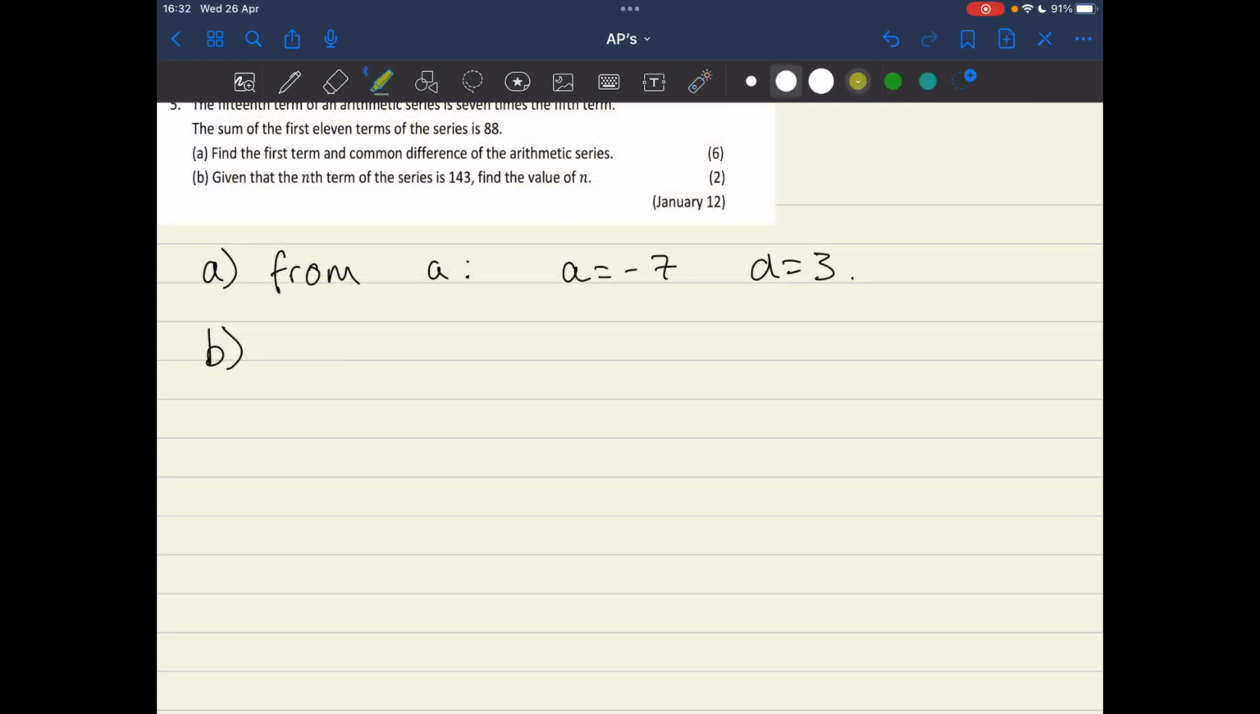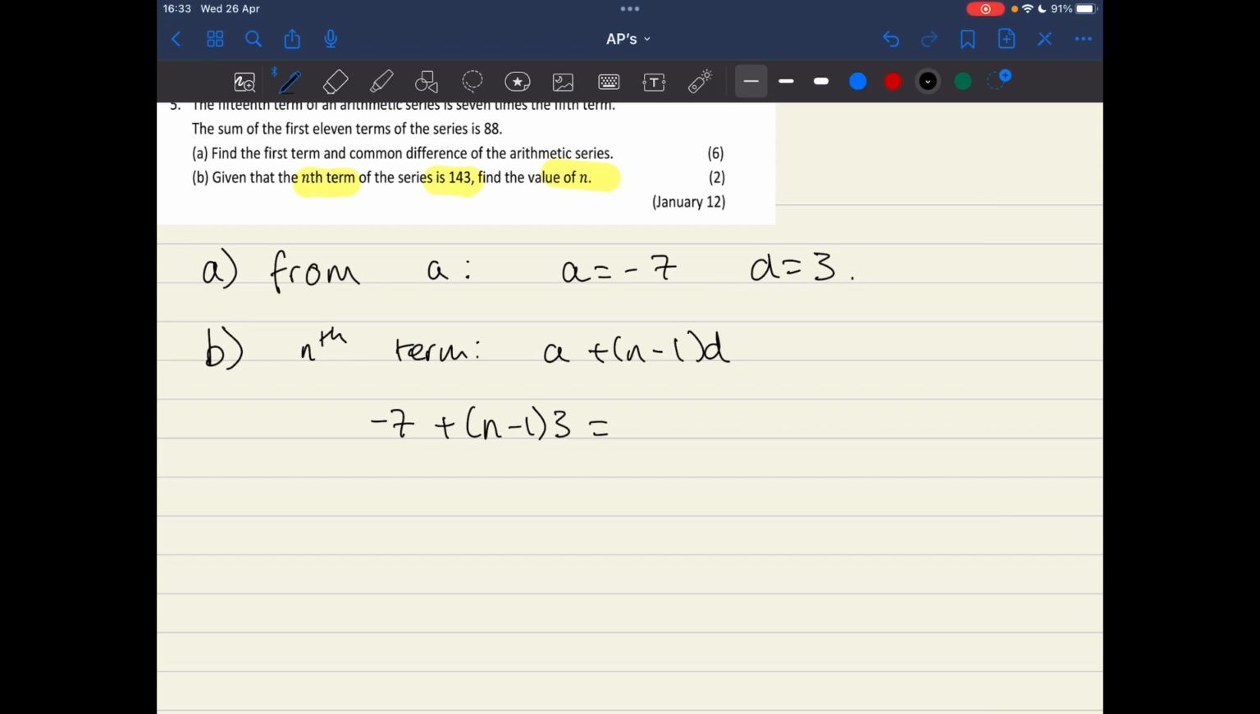So part B, we're given the nth term of the series is 143. Find the value of n. So from A, we know that A is equal to minus 7 and D is equal to 3. So the nth term is just given by the following form again, A plus n minus 1 D. So we know A is equal to minus 7, and we don't know n, so we got n minus 1 in brackets. We know D is equal to 3, and this is equal to 143.